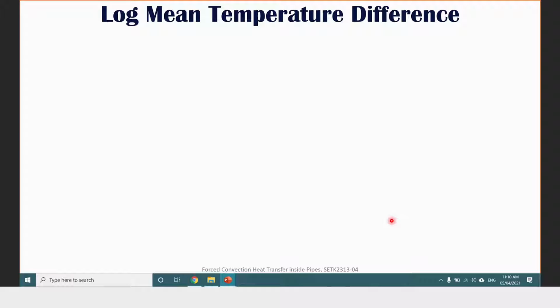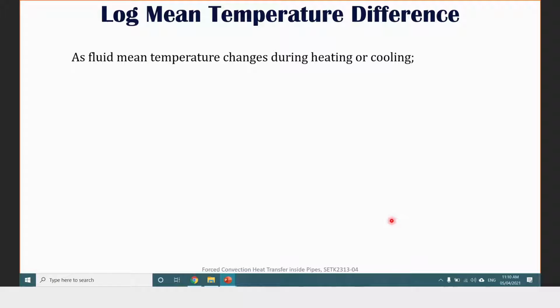Okay, so just now we were talking about the log mean temperature difference, right? It is needed because when the fluid is being heated or cooled, the mean temperature doesn't remain the same. If we consider the fluid inside the bottle here, at the moment the mean temperature of the water does not change. It stays the same.